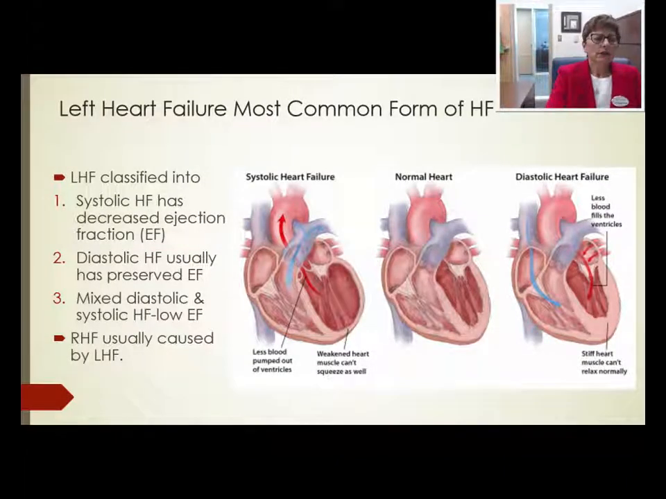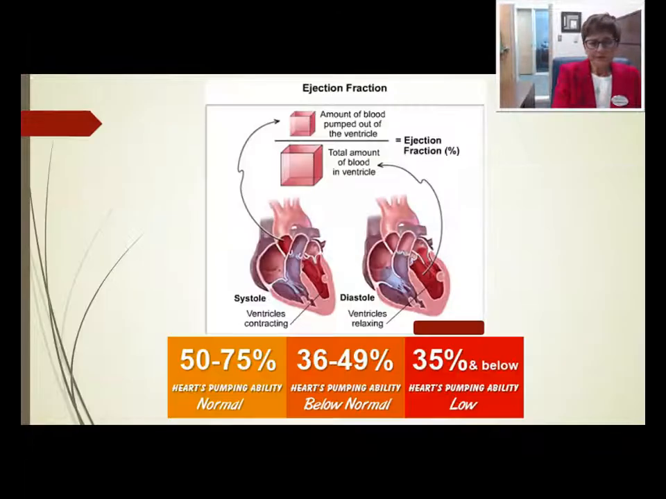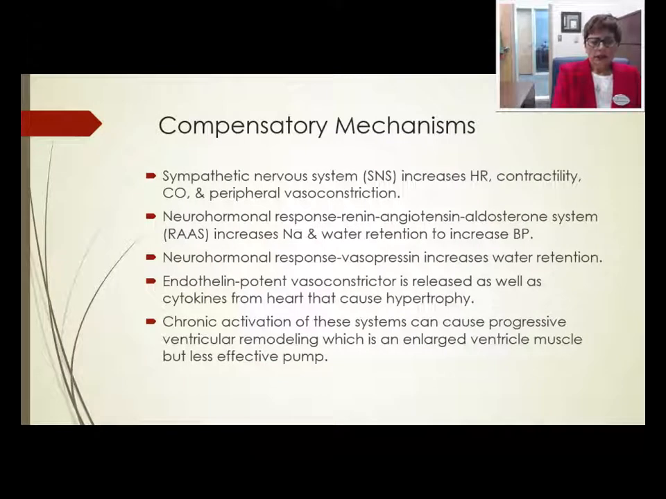Left heart failure is classified into 2. The systolic heart failure is where the weakened heart can't squeeze. Think of it as old underwear. Diastolic is where it's very stiff, like a tire, so it has less ability to hold blood in it. So diastolic heart failure is usually called preserved EF. So that means the EF can be normal, but it's still heart failure because they're not able to squeeze as much blood. And then right heart failure is usually caused by left heart failure.